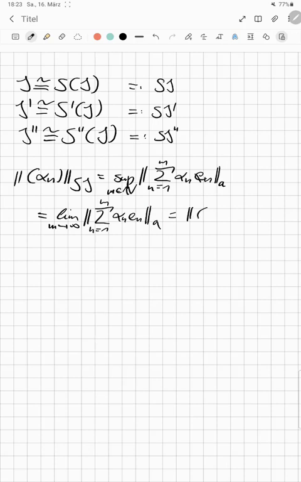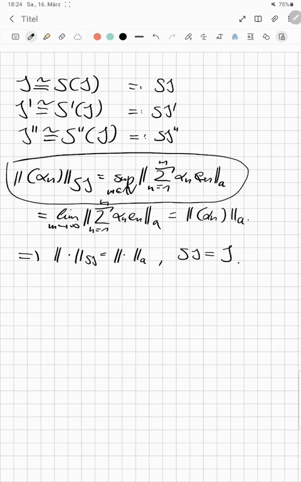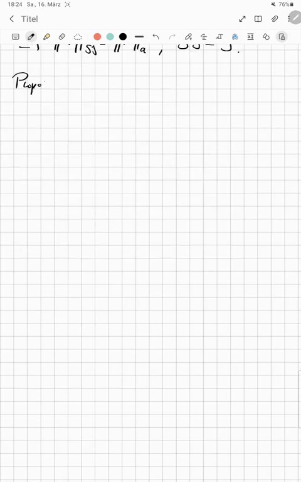And well, this is just the norm of alpha n in James space. So what we see is that these norms are actually exactly the same, and furthermore, Sj is already J. It's not even just an isomorphism, it's a straight up equality. Okay. And the very nice thing now is that this norm right here, this is also the norm of Sj dash dash.